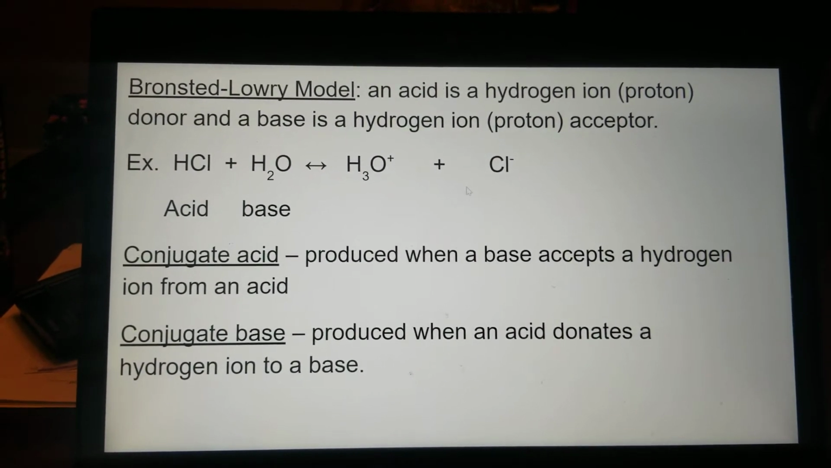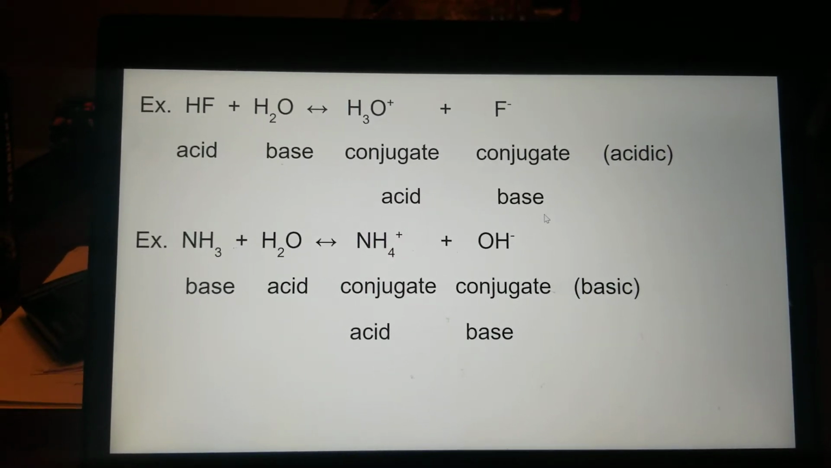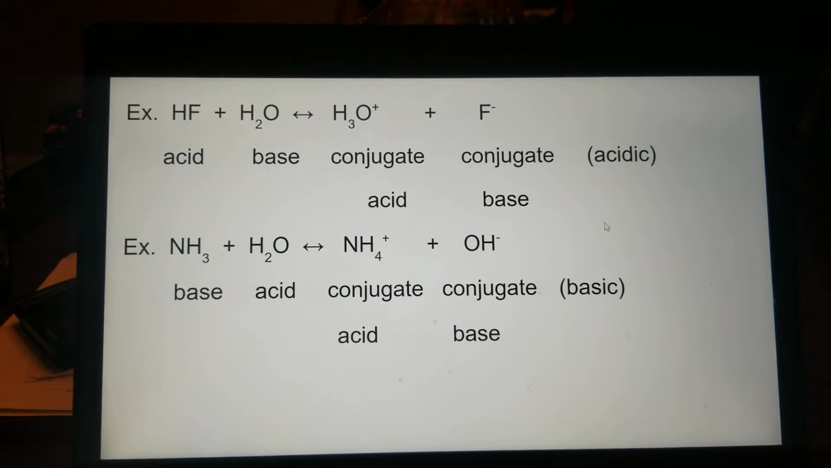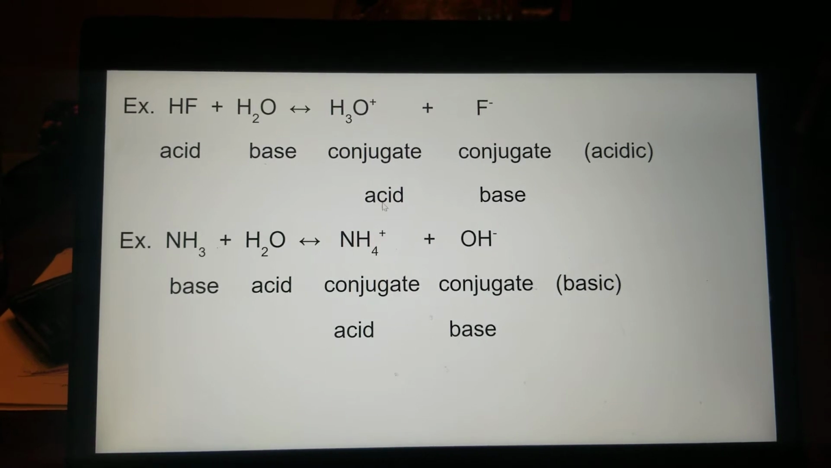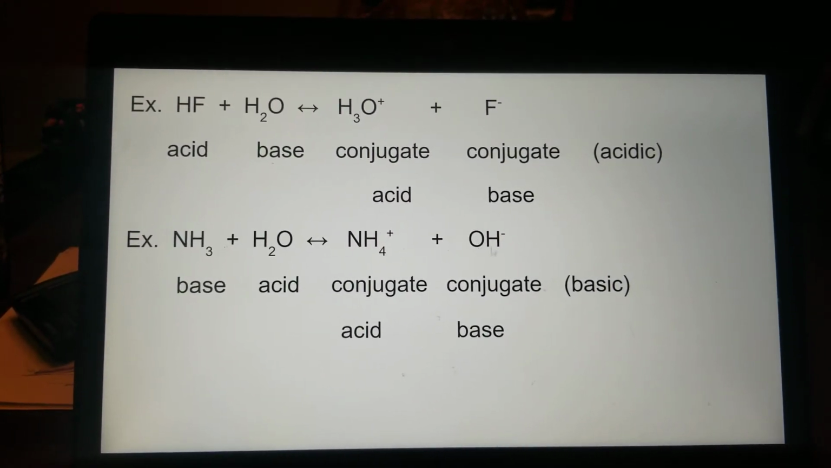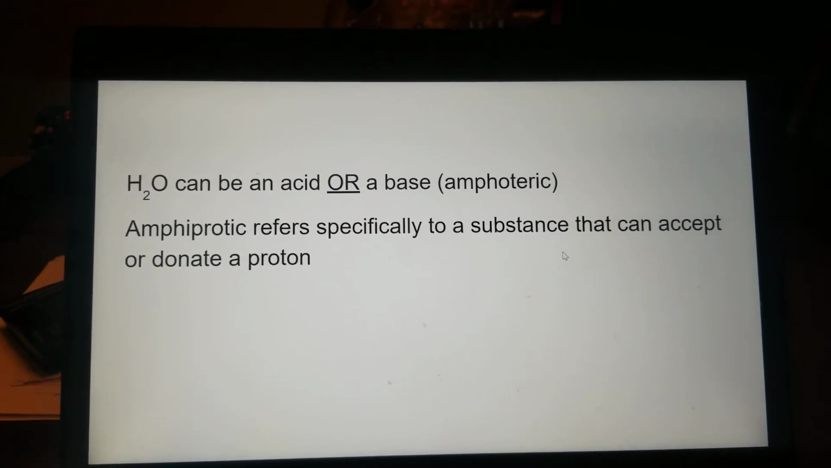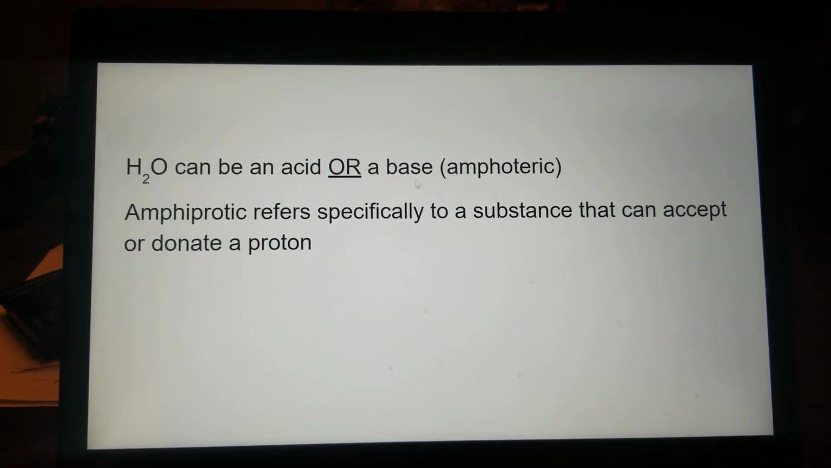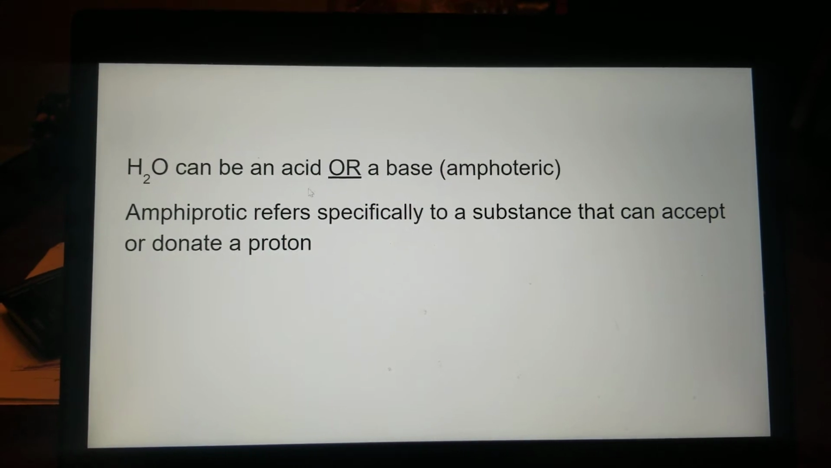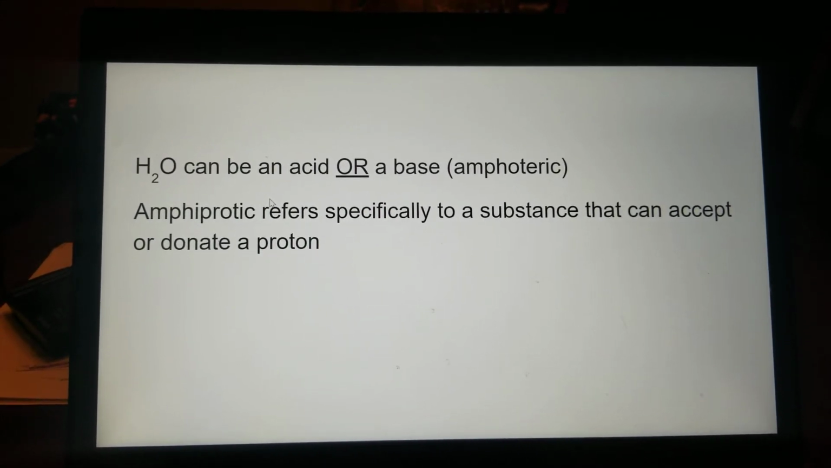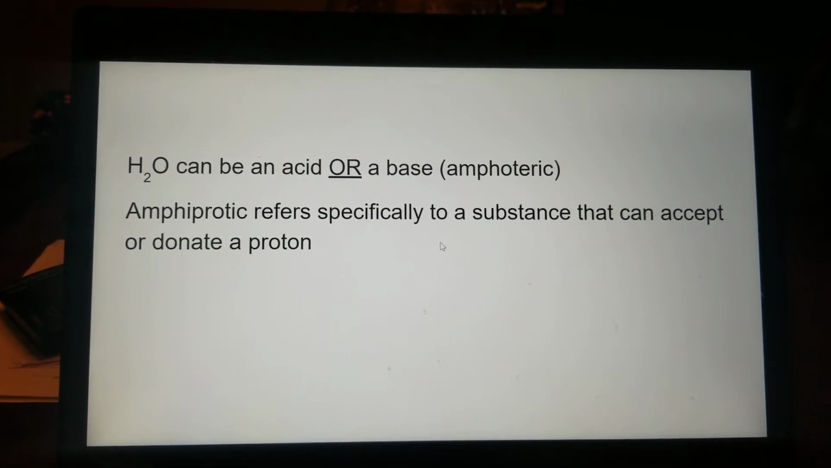On the other side, you got the conjugate acid and the conjugate base that are being produced. Here's 2 more examples that we went over the other day in class. So notice, how do you know it's acidic? Because of the hydronium ion being produced. How do you know this one's basic? Because of the hydroxide ion being produced. All right, and I think this is where we left off. Water can be amphoteric, because it can be either an acid or a base. And amphiprotic is talking about a substance that can accept or donate a proton.